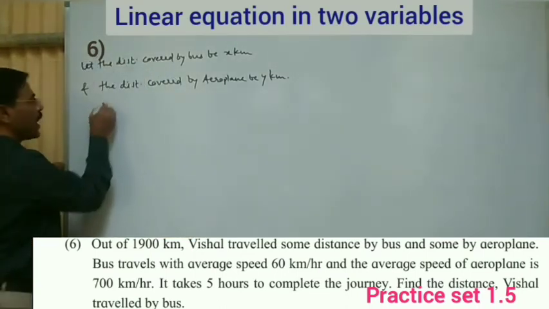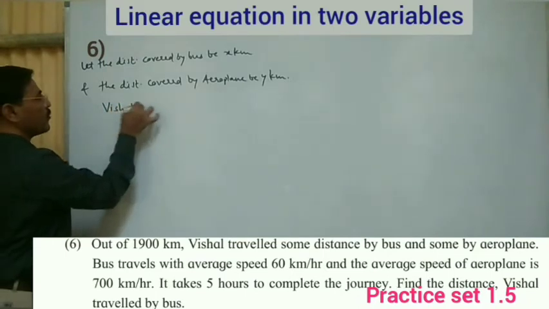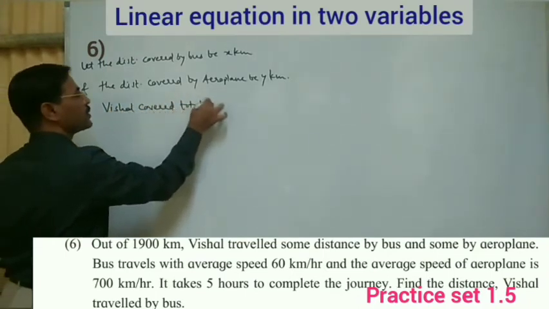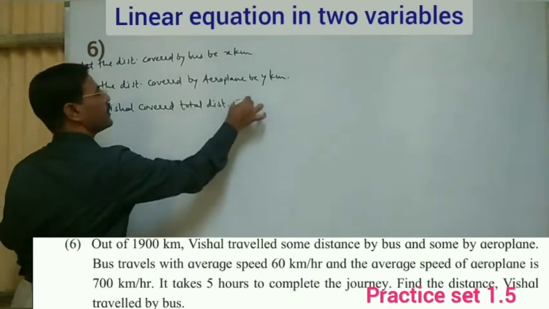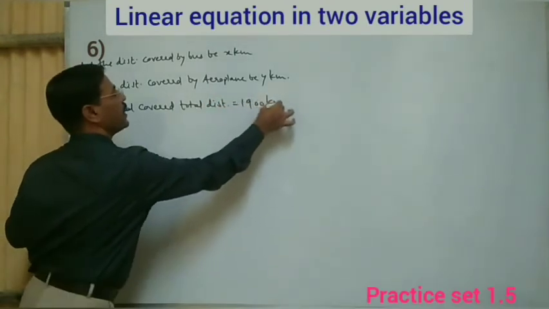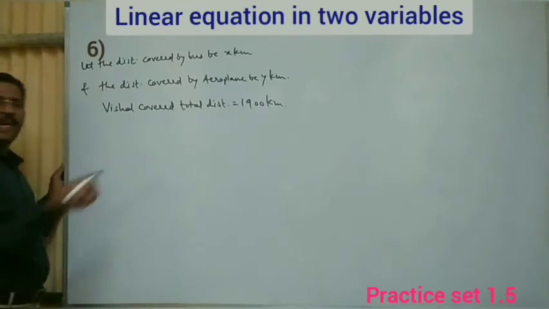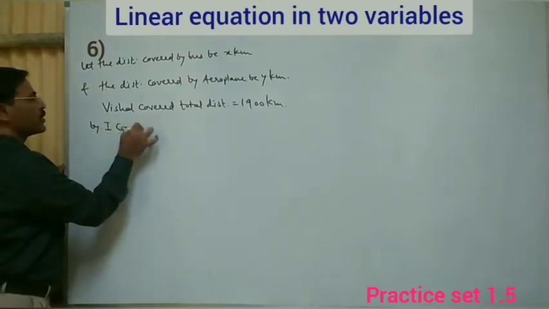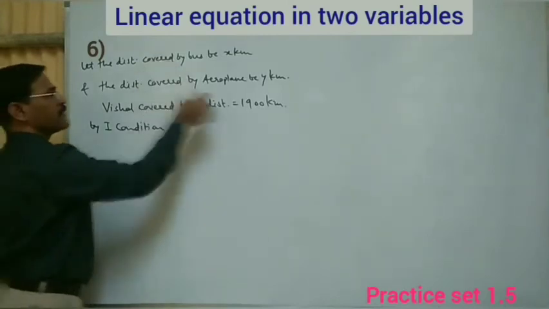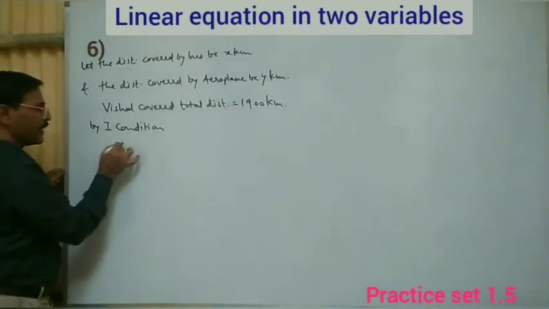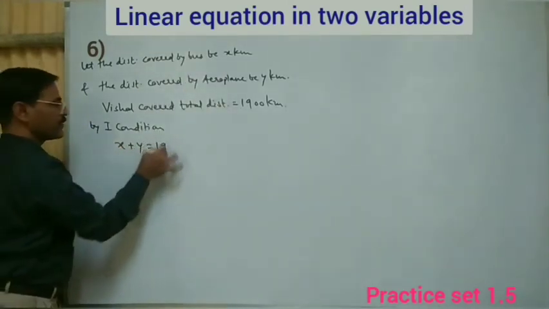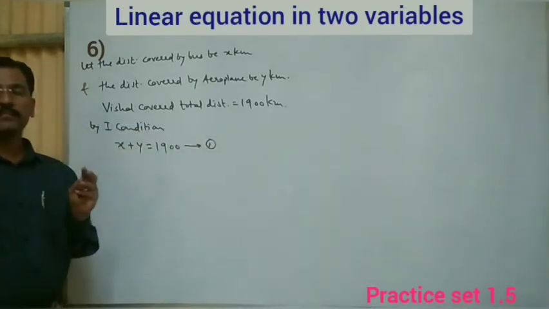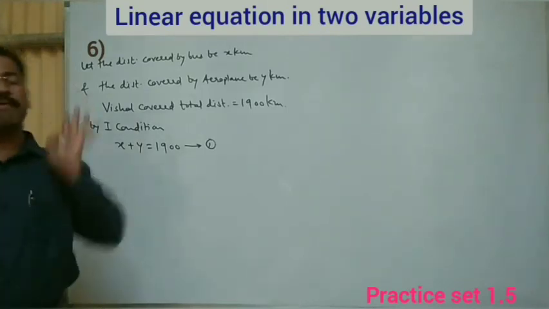Okay, Vishal covered total distance, that is 1900 kilometer. So easily we can write the first condition. By first condition, that means their sum is 1900 kilometer. Is it correct? Okay. Now, in the second one, we take very carefully.